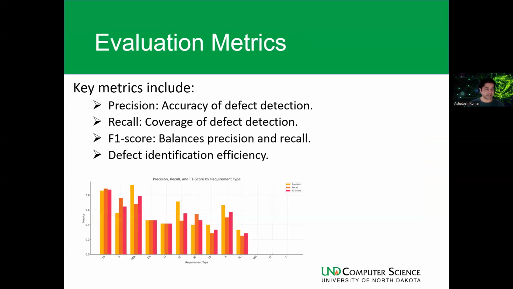Evaluation metrics: the key metrics that are used are precision, recall, and F1. As we all know, precision is basically the accuracy of defect detection. So evaluation metrics provide quantitative insight into the framework and its performance. Precision measures how accurately defects are detected, while recall assesses how comprehensively defects are identified. Whereas the F1 score balances these two metrics, and defect identification efficiency reflects the time and resource savings achieved through the framework.